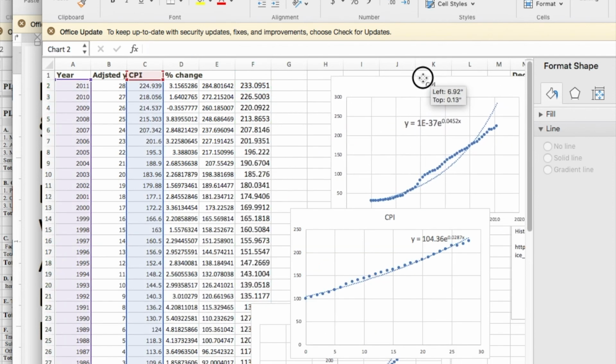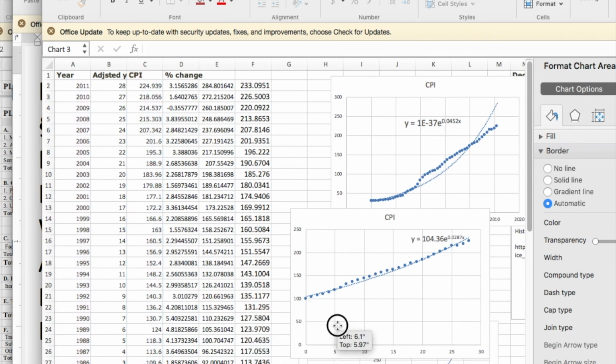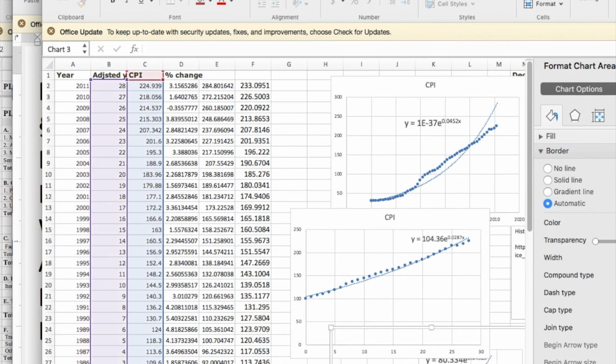I'm going to move my tables off to the side, my charts off to the side, and we're getting things that look like they're in the right ballpark to be what our examples were. So 96 to 101, 103 to 107, it's a much better fit this way.